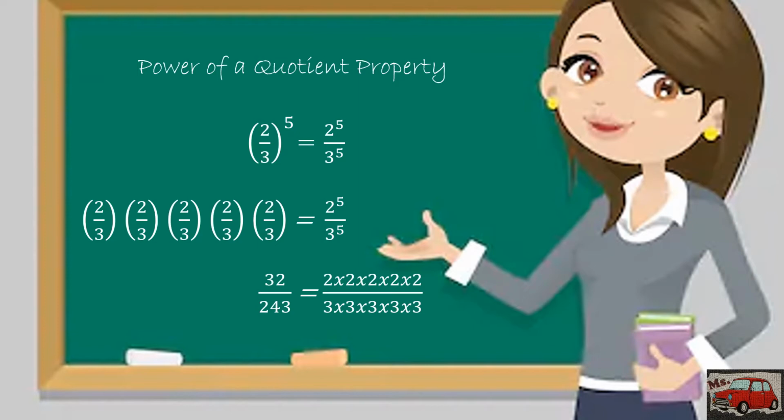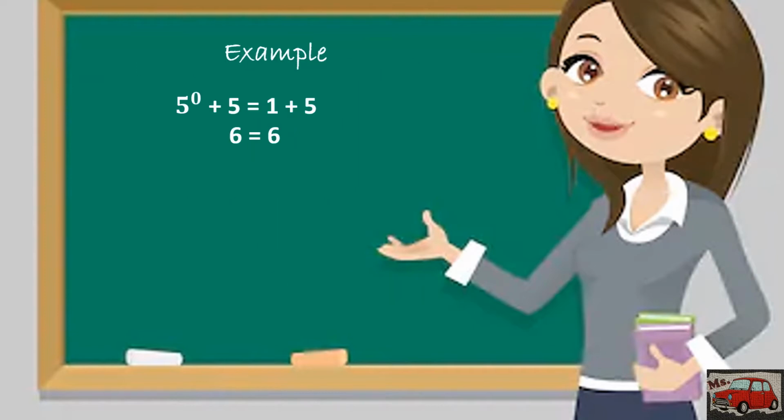So, 1 plus 1 plus 1 plus 1 plus 1 is equal to 5. So, that's why the numerator is 2 raised to 5 and the denominator is 3 raised to 5. So, if you're going to compute for that, then the answer is just 32 over 243. Now, let's have examples. Our first example, 5 raised to 0 plus 5, is equivalent to 1 plus 5. Why? Remember, 5 raised to 0 is always 1. So, the answer is 6.